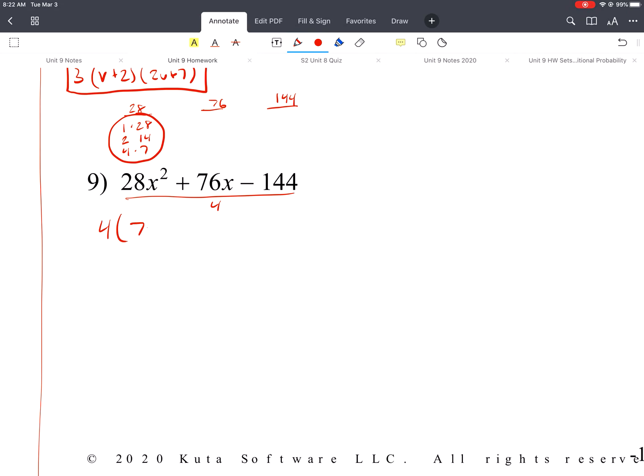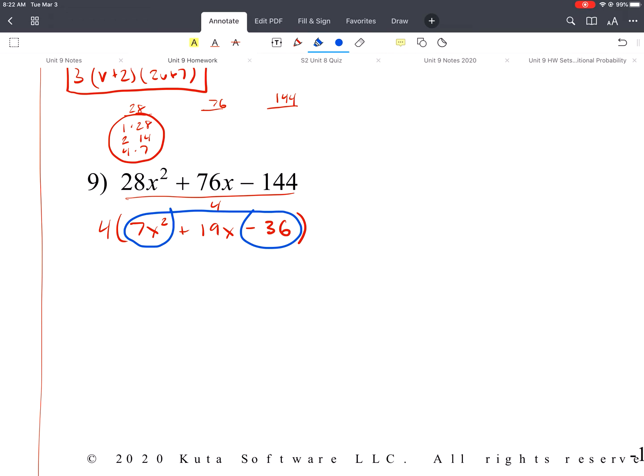And then we'd get 7x squared, here we'd get 19x, and then it looks like 144 divided by 4 gives you a negative 36. Okay, so we factored out the 4. Yes, now we'll do glasses.